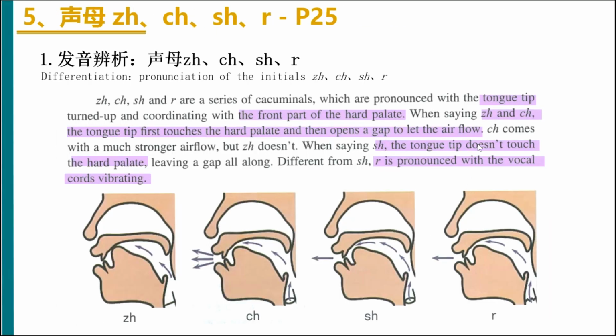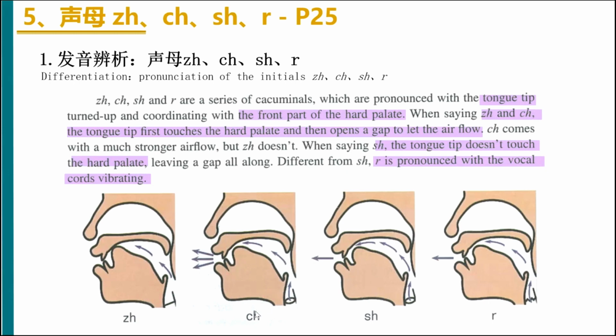Point number 5, 声母 zhi, chi, shi, ri. This group is a series of retroflex sounds, which are pronounced with the tongue tip turned up and coordinating with the front part of the hard palate. When we are speaking zhi and chi, the tongue tip first touches the hard palate and then opens a gap to let the air flow.